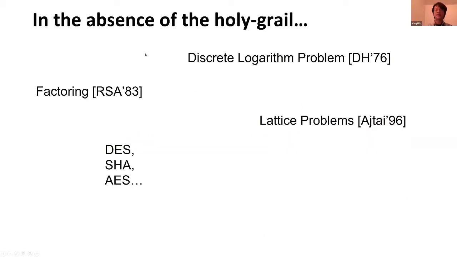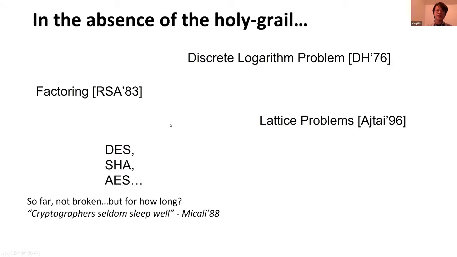In the absence of the holy grail, people have proposed many candidates of one-way functions based on different computational assumptions, such as the hardness of the factoring problem, the discrete logarithm problem, and, more recently, lattice problems. Furthermore, people also believe that the encryption schemes used in practice, such as DES, SHA, and AES, are secure. So far, they have not been broken. But the question is, for how long? Cryptographers seldom sleep well, said Micali in '88.